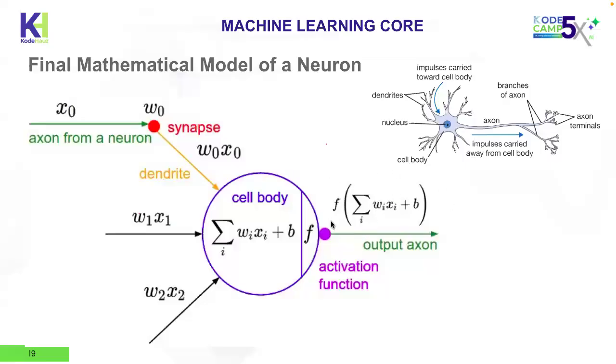And this will give you this entire thing in a very simple mathematical function. Summation wixi plus b, passing it through the function. This function can be sigmoid, can be tanh, it can be ReLU, can be ELU, it can be leaky ReLU, and a whole bunch of other ones.